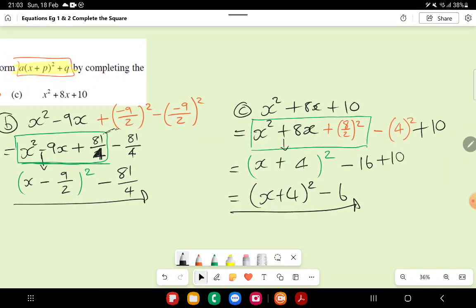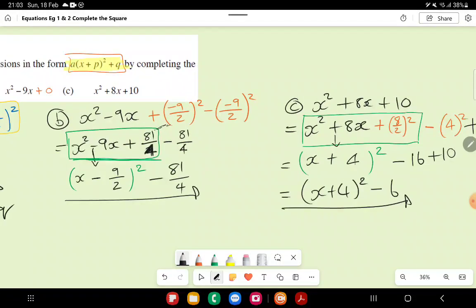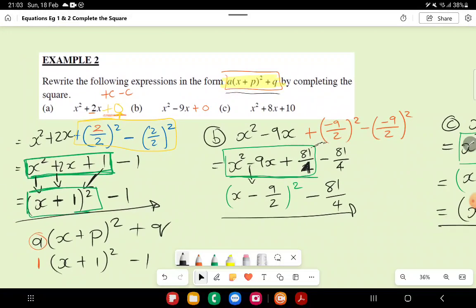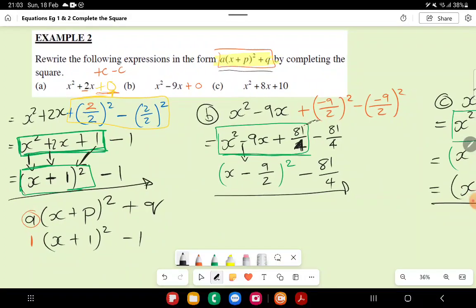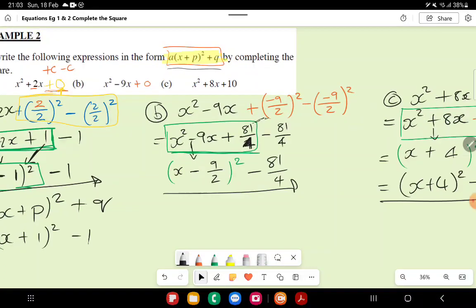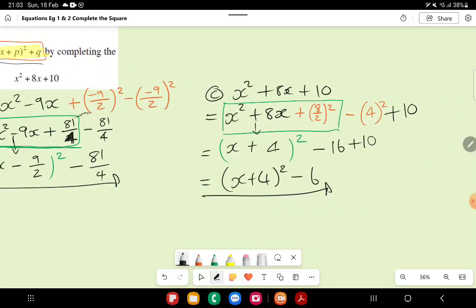So this is the method of completing the square and writing a(x plus p) squared plus q. A different way of writing a quadratic equation. Okay, in our next video we're going to do exercise 1.